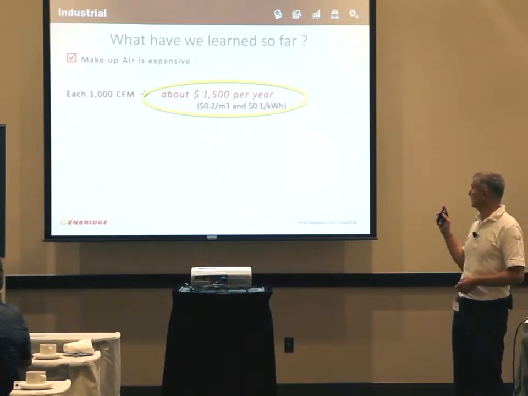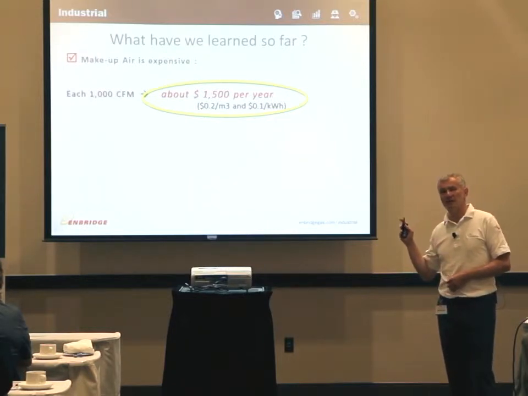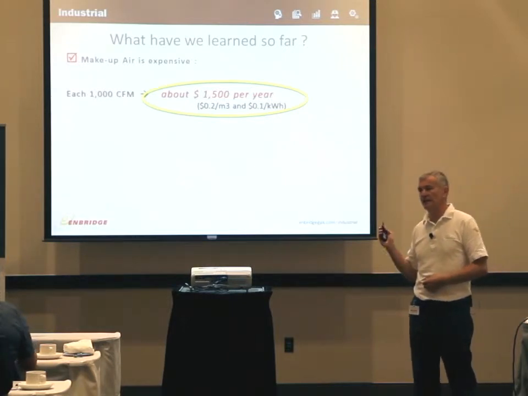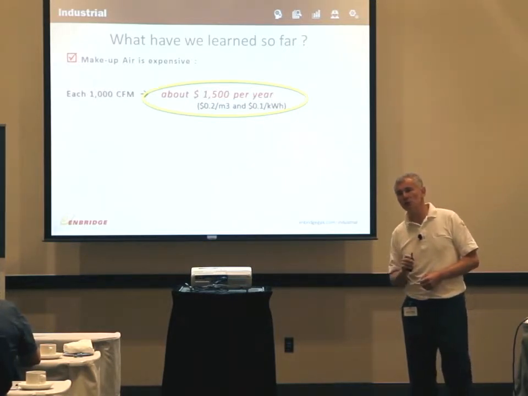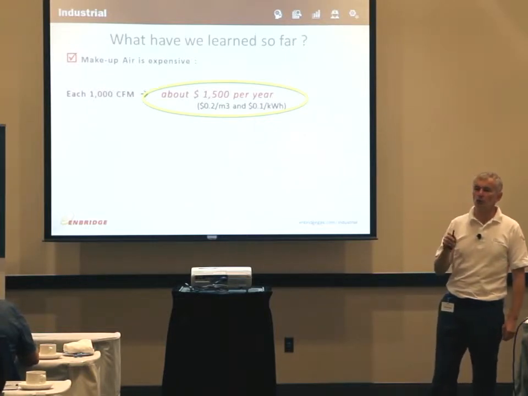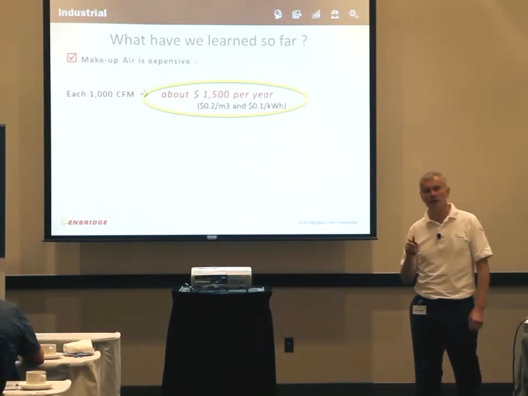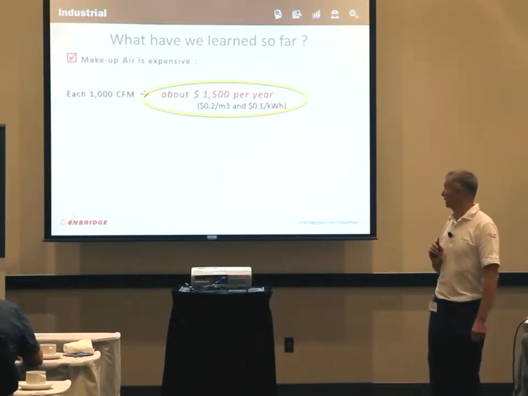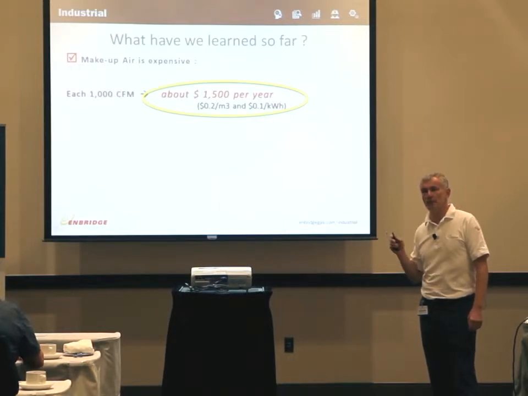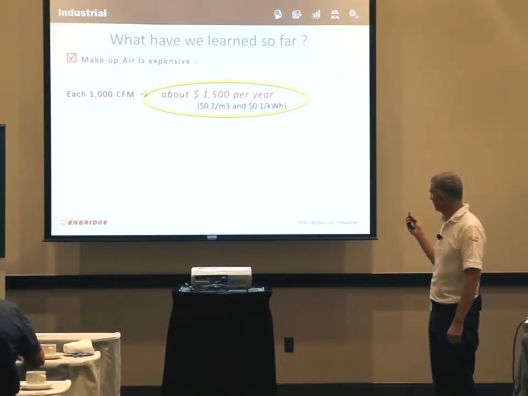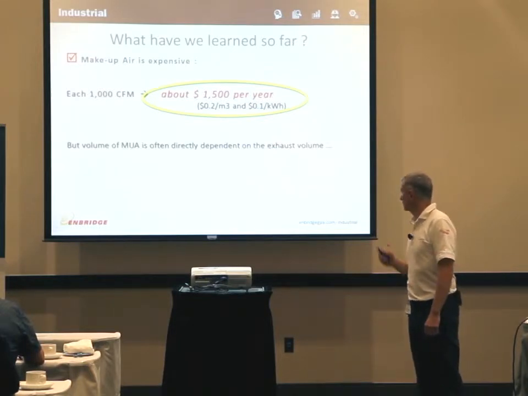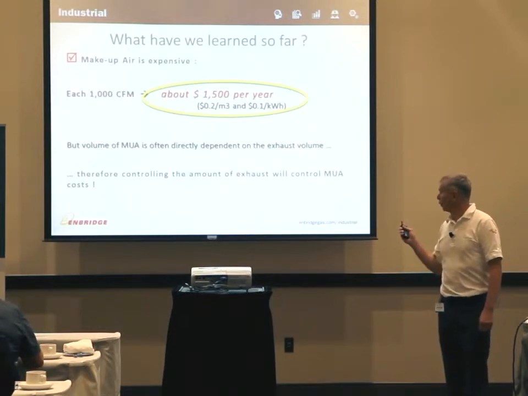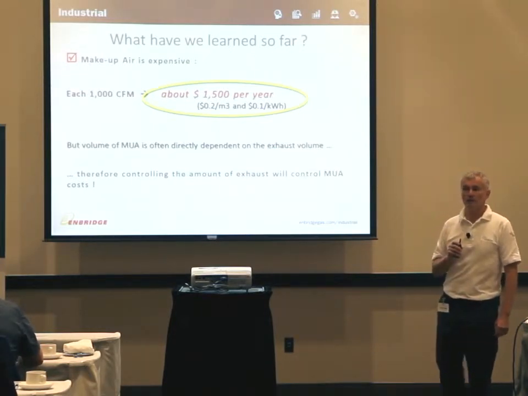Okay? Doesn't seem like much per 1,000 CFM, but given that only one typical mushroom fan will have between 2,000 and 5,000 CFM, that quickly adds up. And given that most of those mushroom fans were installed because you had problems in the summertime with a hot environment and nobody turned them off in the wintertime, it adds up really quickly. So we'll go through a couple of examples later on. What does that actually mean? But let's just remember that it is expensive. Let's also remember that the volume of makeup air is directly proportional to the exhaust volume your facility has.